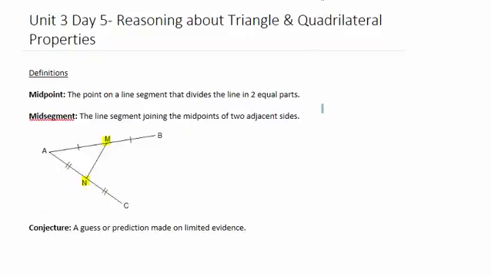The second definition we need to learn is midsegment. A midsegment is the line segment joining the two midpoints of two adjacent sides. So MN is a midsegment because it's a line segment joining two midpoints, M and N. The final term we need to learn is conjecture. That's a guess or a prediction made on limited evidence, kind of like a hypothesis.